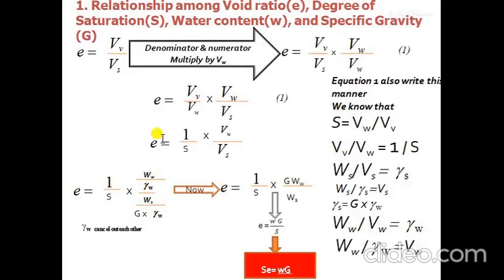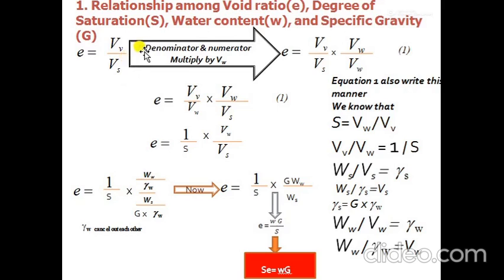Hello students, in this video lecture we discuss the relationship among void ratio, degree of saturation, water content and specific gravity. First of all, e is equal to volume of the voids upon volume of solid. We know this formula of void ratio.